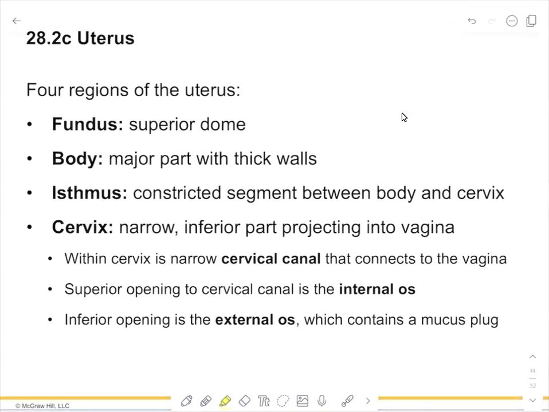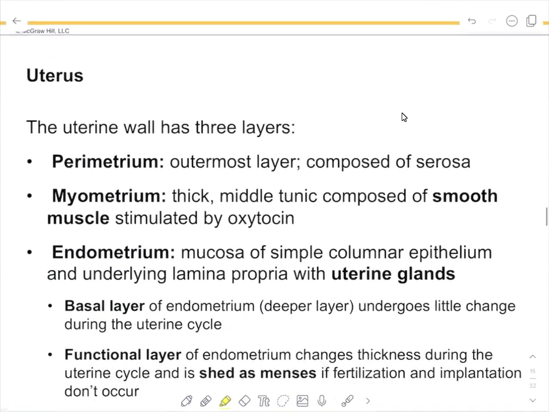The uterus has 4 different regions: the fundus, body, isthmus, as well as the cervix. Within the cervix is a narrow cervical canal that connects to the vagina. The superior opening of the cervix is called the internal os, and the inferior opening is called the external os.